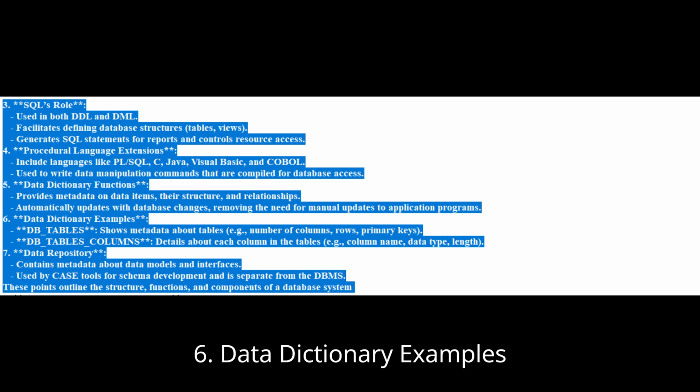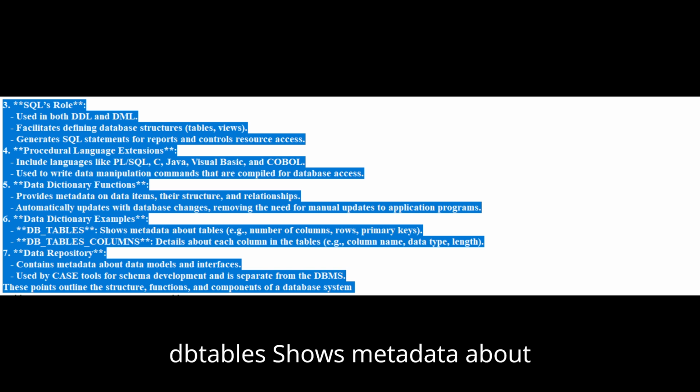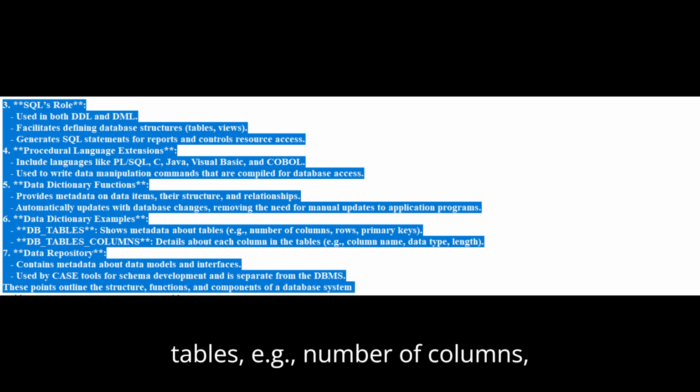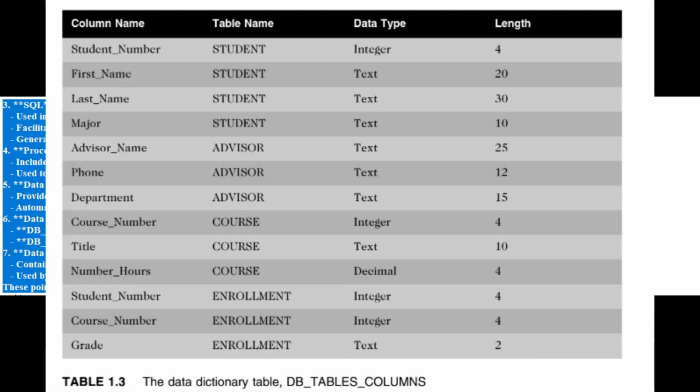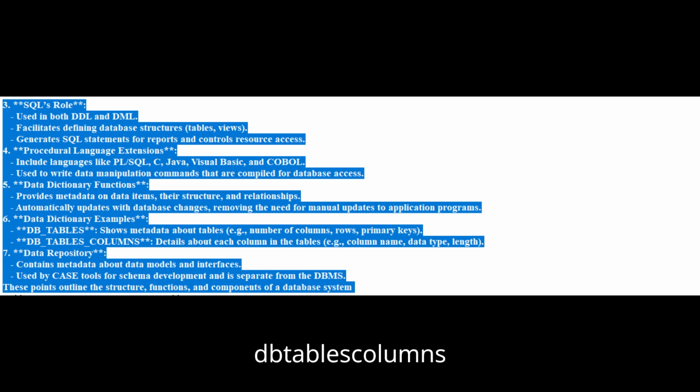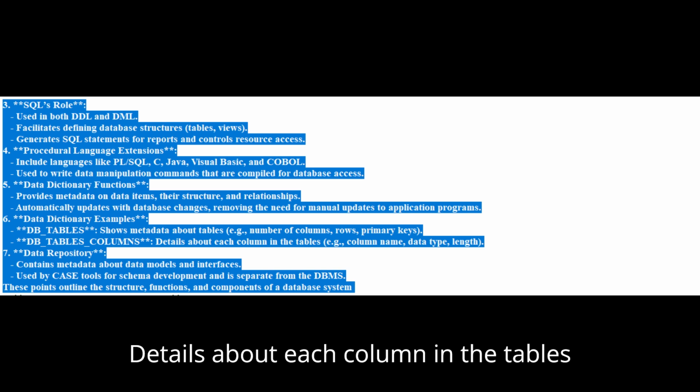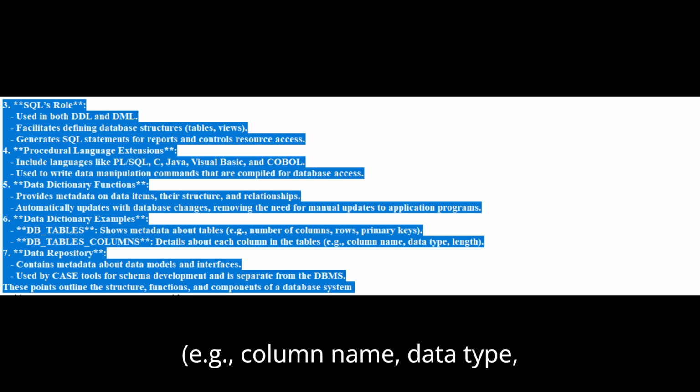6. Data dictionary examples. DB_tables shows metadata about tables, e.g., number of columns, rows, primary keys. DB_tables_columns. Details about each column in the tables, e.g., column name, data type, length.